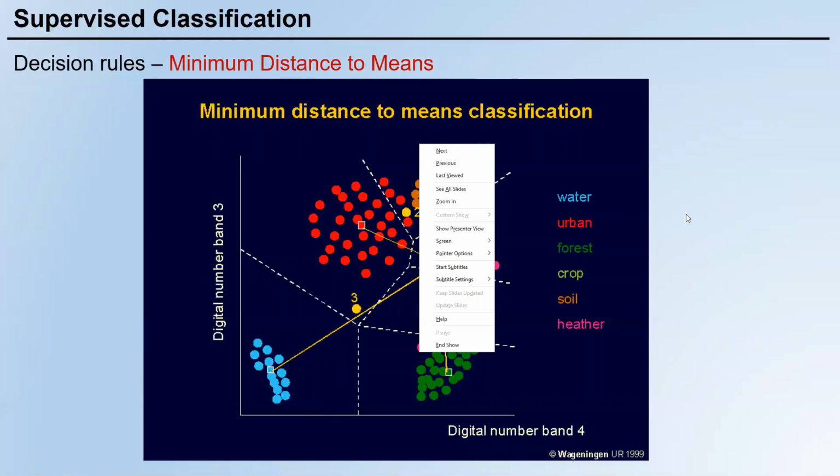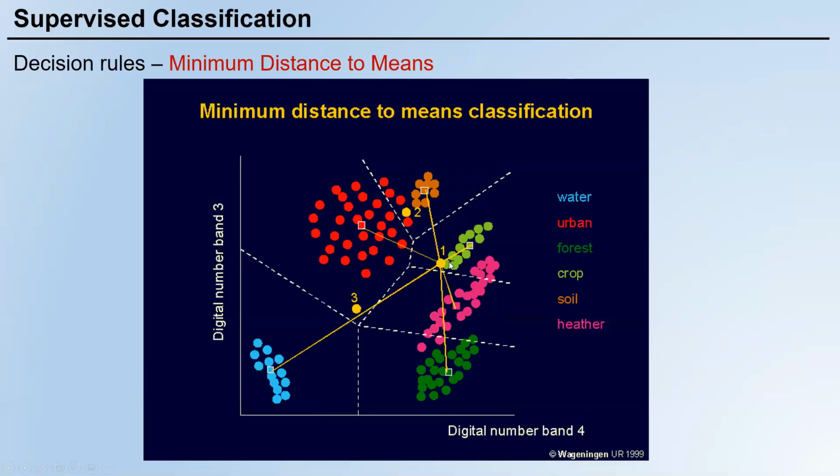Here, because the distance from pixel 1 to the center of the crop class is the shortest, we say that pixel 1 should be assigned to the class of crop.